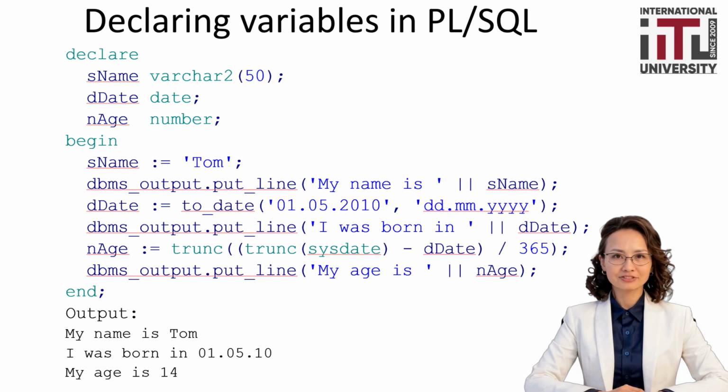We assign values and use DBMS_OUTPUT.PUT_LINE to display. My name is Tom. I was born in Nürnberg, and my age is 130.